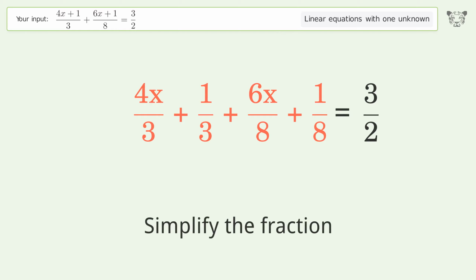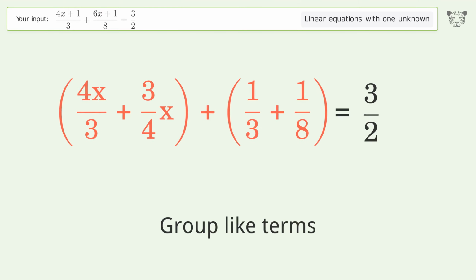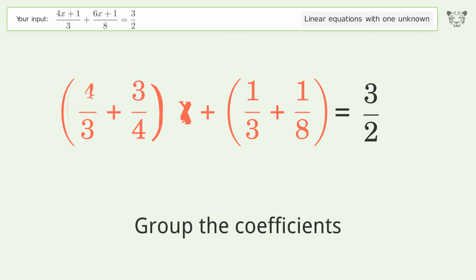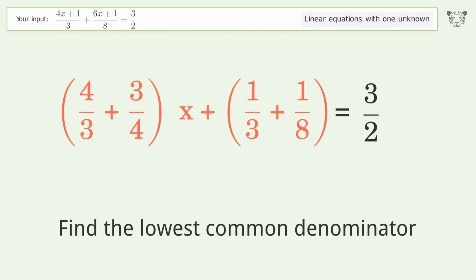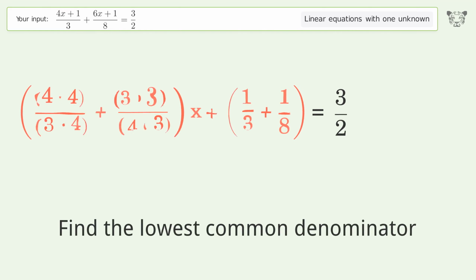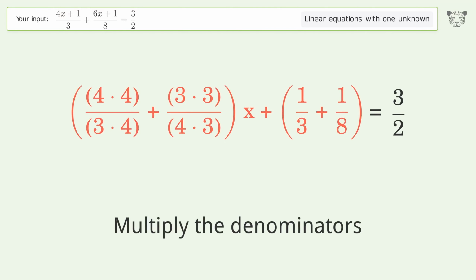Simplify the fraction. Group like terms. Group the coefficients. Find the lowest common denominator. Multiply the denominators.